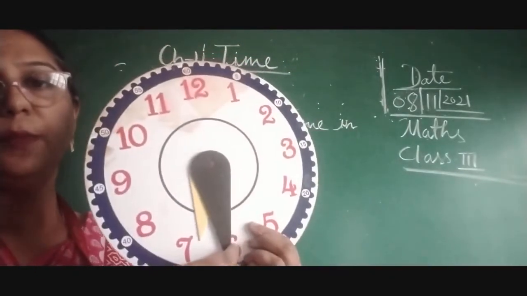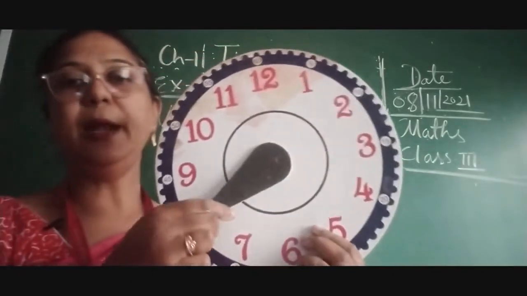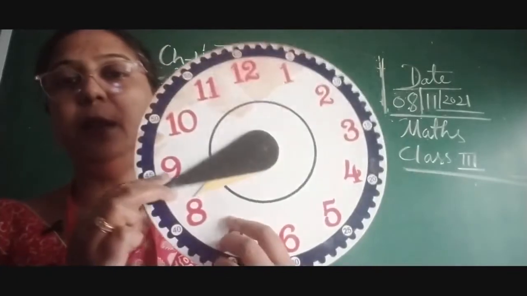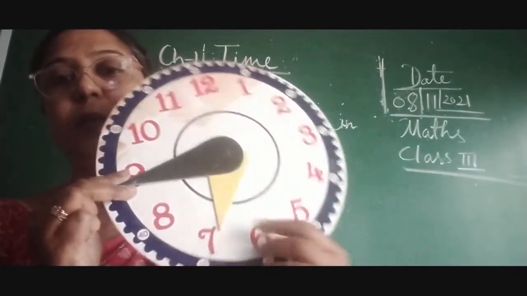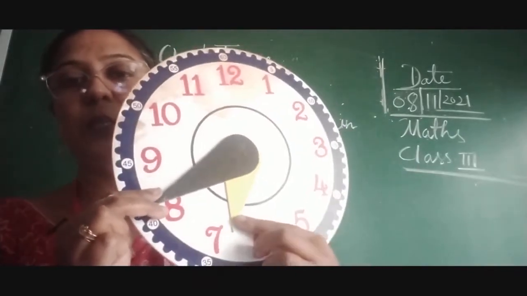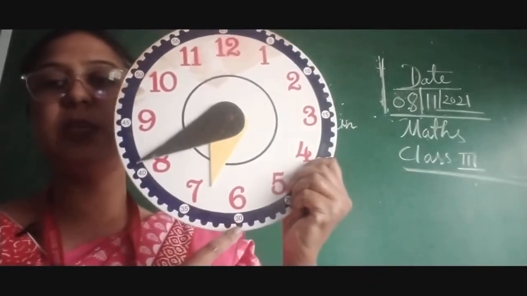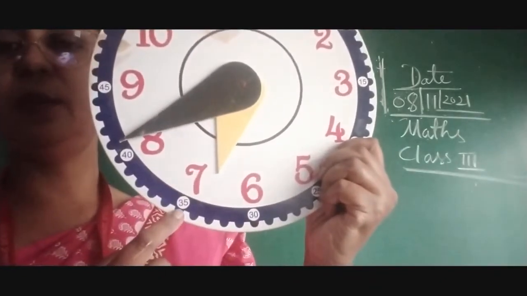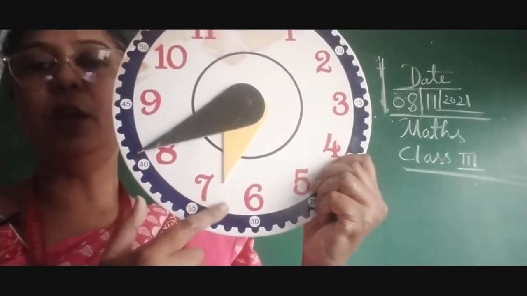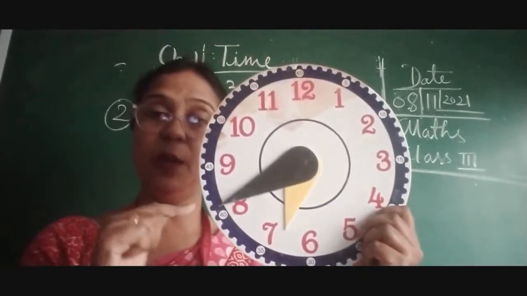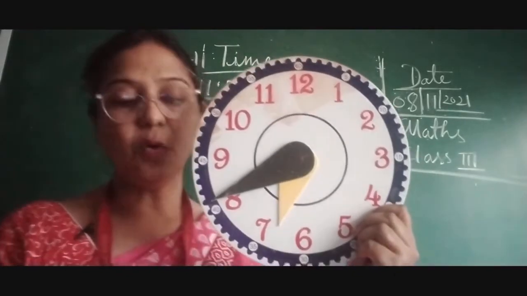Now here, children, the bigger hand will be moved to the 8 and the shorter hand will remain between 6 and 7. So this is 40 minutes past. It means here you can say this is 30 minutes, this is 35 and this is 40. So this is 40 minutes past 6. It means this is 6:40.